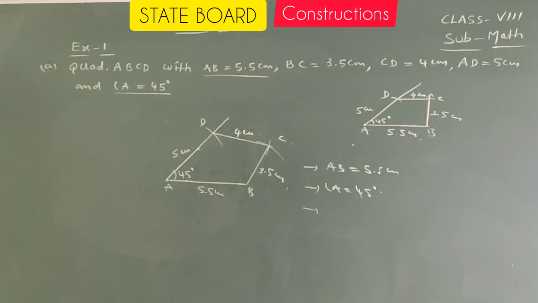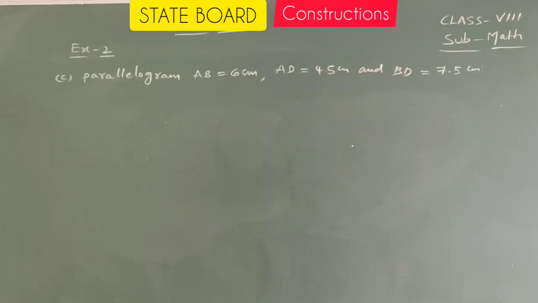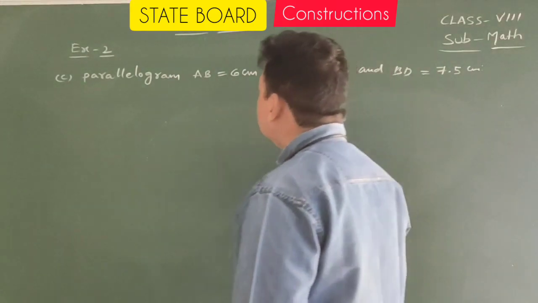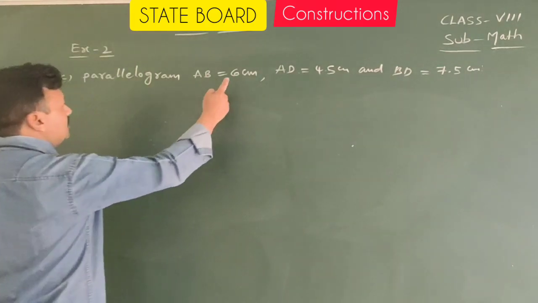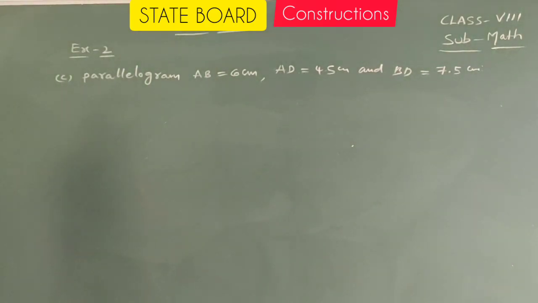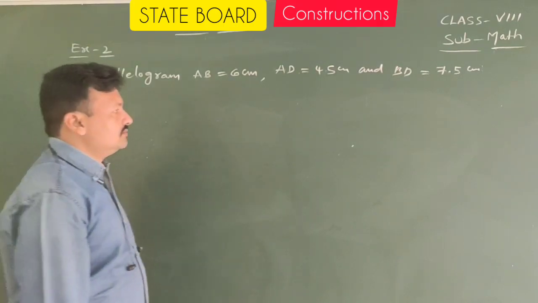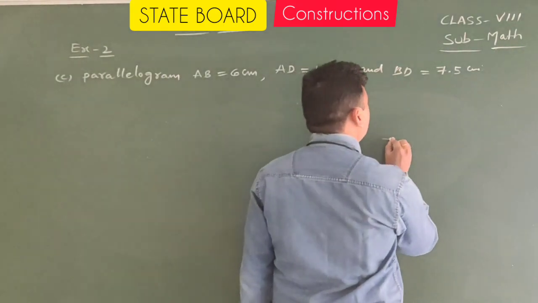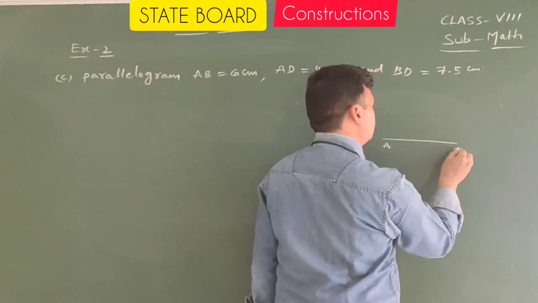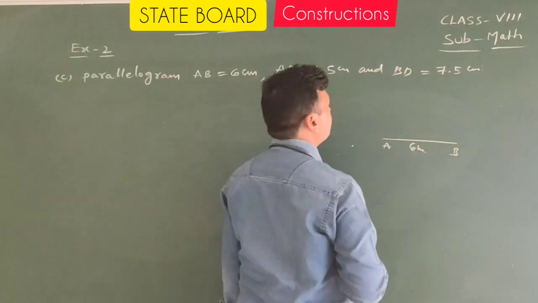Next, construct the parallelogram. AB equal to 6 centimeters, AD equal to 4.5, BD equal to 7.5 centimeters. These 3 measurements are enough for the construction of a parallelogram. Rough diagram. Draw AB of 6 centimeters.